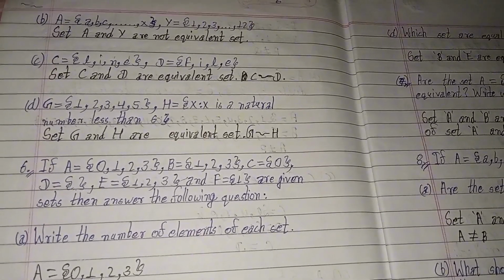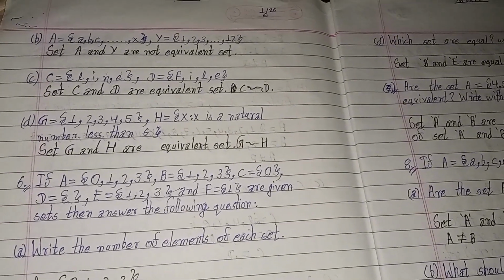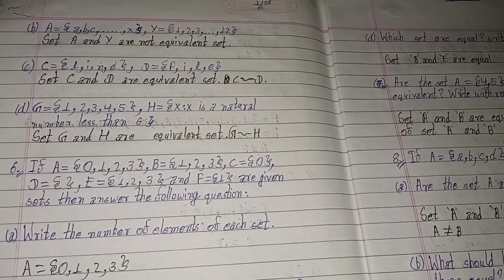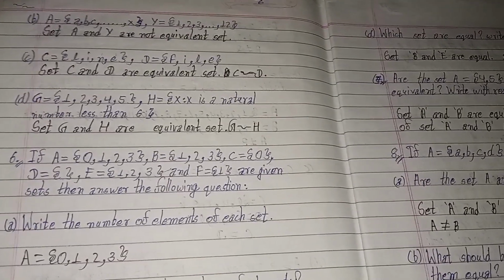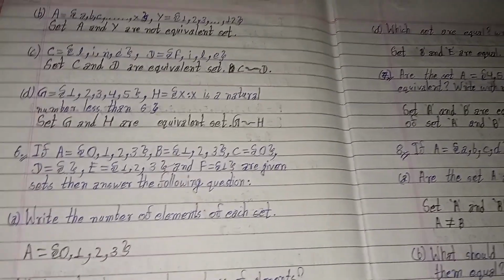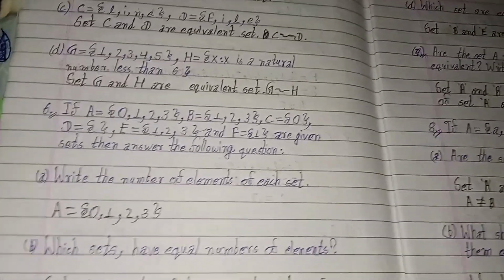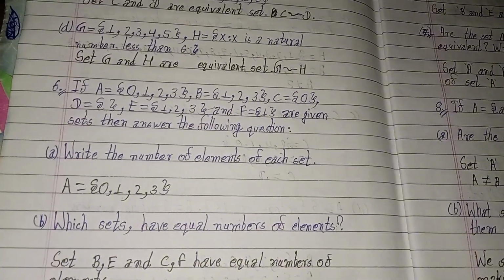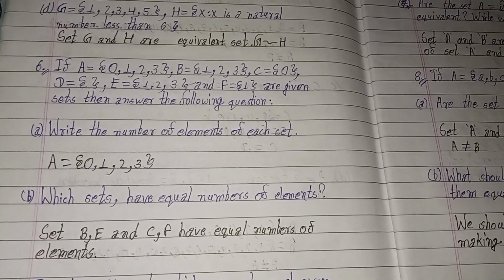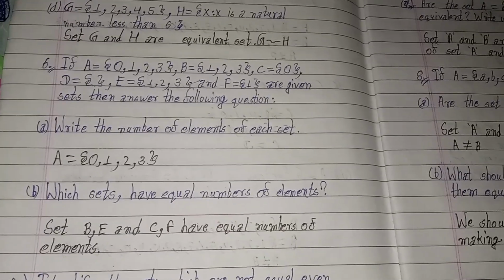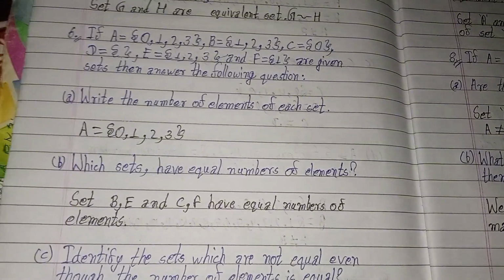Question six. If A equals 0, 1, 2, 3, B equals 1, 2, 3, C equals 0, D equals empty, E equals 1, 2, 3 and F equals 1 are given sets, then answer the following questions. Write the number of elements of each set. A equals 0, 1, 2, 3. B: Which sets have an equal number of elements? Sets B, E and C, F have an equal number of elements.